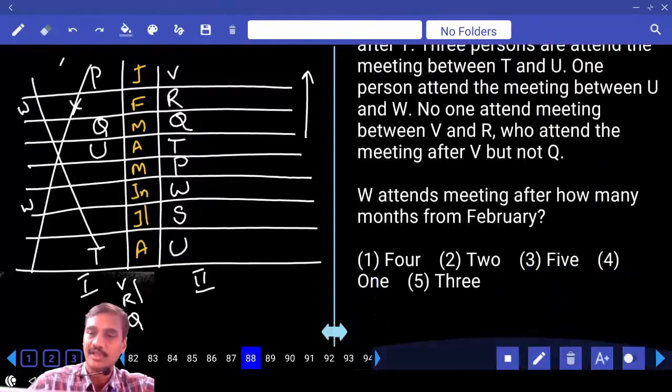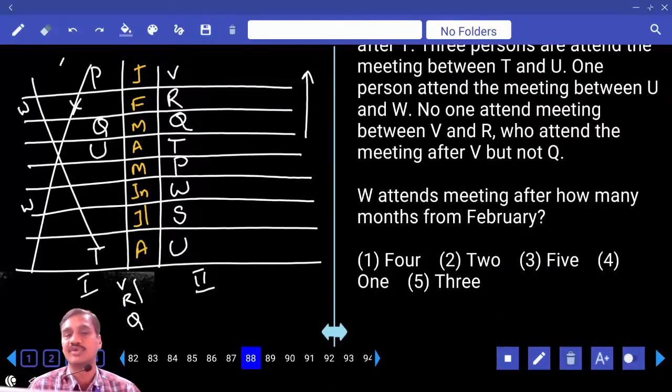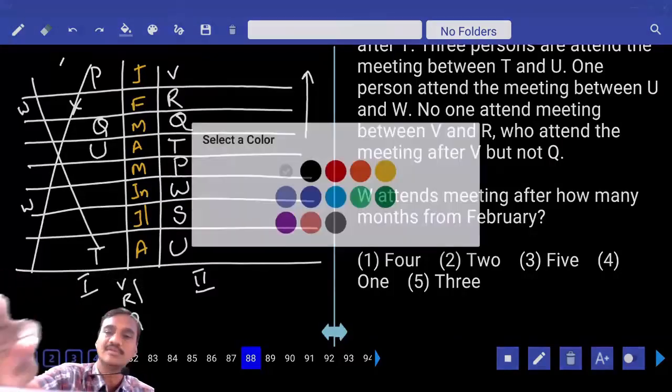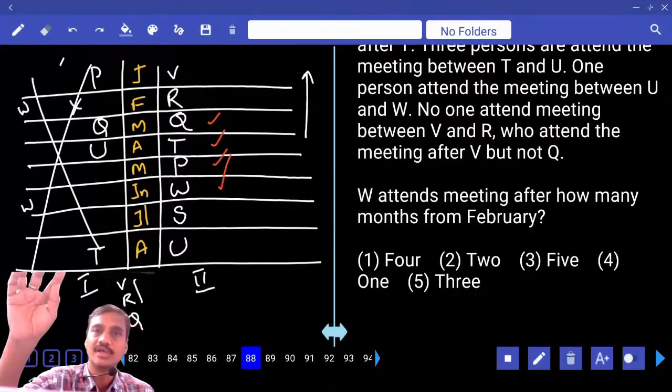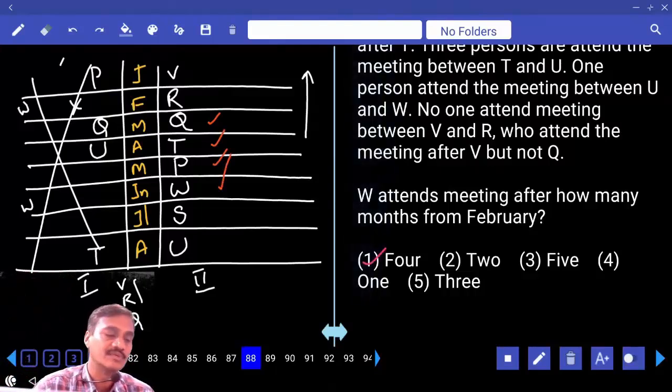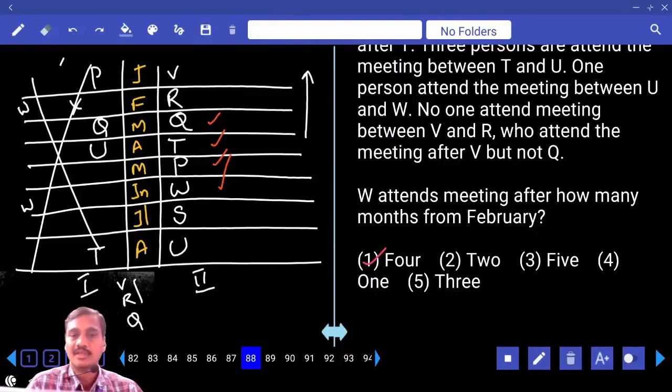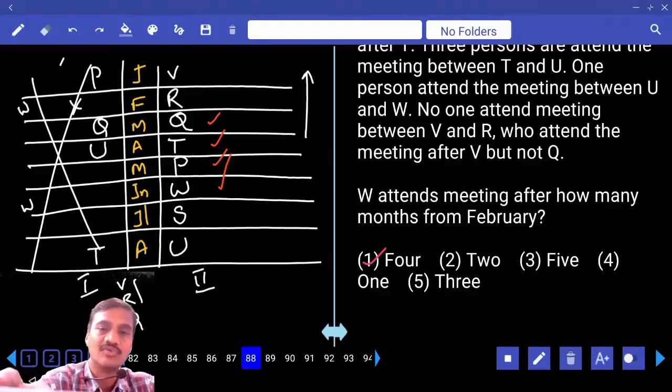And 88. W attends the meeting after how many months from February? From February, if you check here, W is after how many months? From February, 1 month after, 2nd, 3rd and 4th. So 4 months after February, that is choice 1 for 88. Someone said 3, why do you say 'after' again? I am saying it to tell forward and backward. 1 month after February is March, 2 months after February is April, 3 months, and this is 4 months. Hence 4 months, that is choice 1, 88.